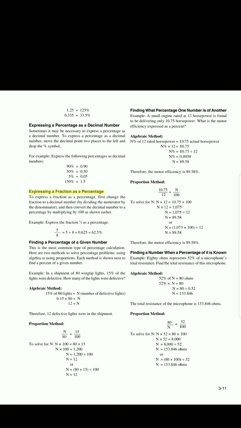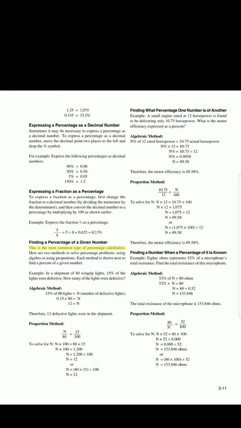Expressing a fraction as a percentage. To express a fraction as a percentage, first change the fraction to a decimal number by dividing the numerator by the denominator, and then convert the decimal number to a percentage by multiplying by 100 as shown earlier. Example. Express the fraction 5/8 as a percentage. 5/8 equals 5 divided by 8 equals 0.625 equals 62.5%.